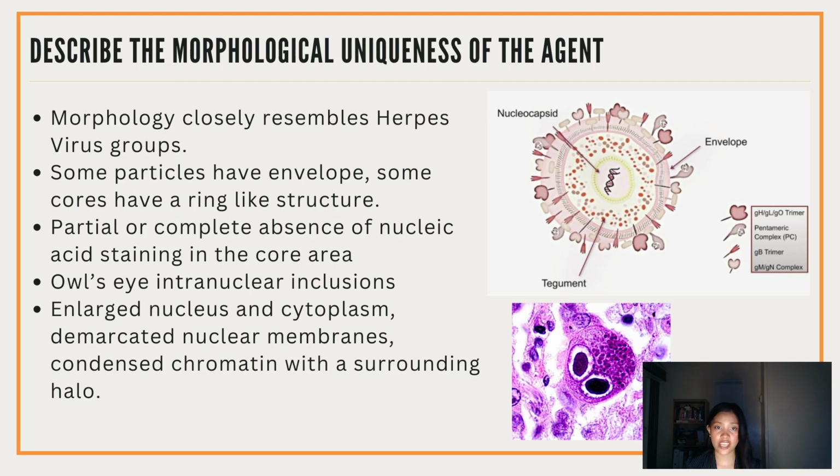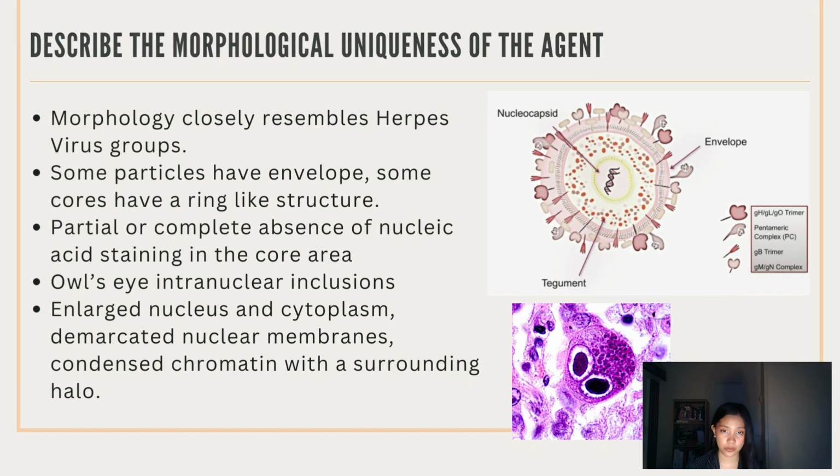Unique to CMV are the owl's eye intranuclear inclusions in the infected cells, shown in the lower right picture. These cells depict an enlarged nucleus and cytoplasm, with distinct or demarcated nuclear membranes and condensed chromatin surrounded by a halo. To sum it up, CMV's virion resembles herpes virus morphology, and infection can lead to production of dense bodies. CMV-infected cells show owl's eye intranuclear inclusions, which makes it distinguishable from other herpes groups.